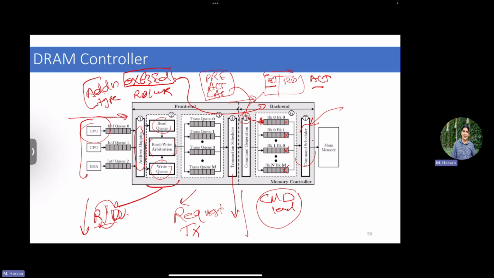You will only back pressure. This is called back pressure in computer architecture. You will always push back: I cannot accept anything if my queue is full. And in that case, it has to be propagated to the cache hierarchy and to the CPU, right? That's a situation you don't want. You want to accept as many requests as you can such that you hide the memory latency from the CPU.